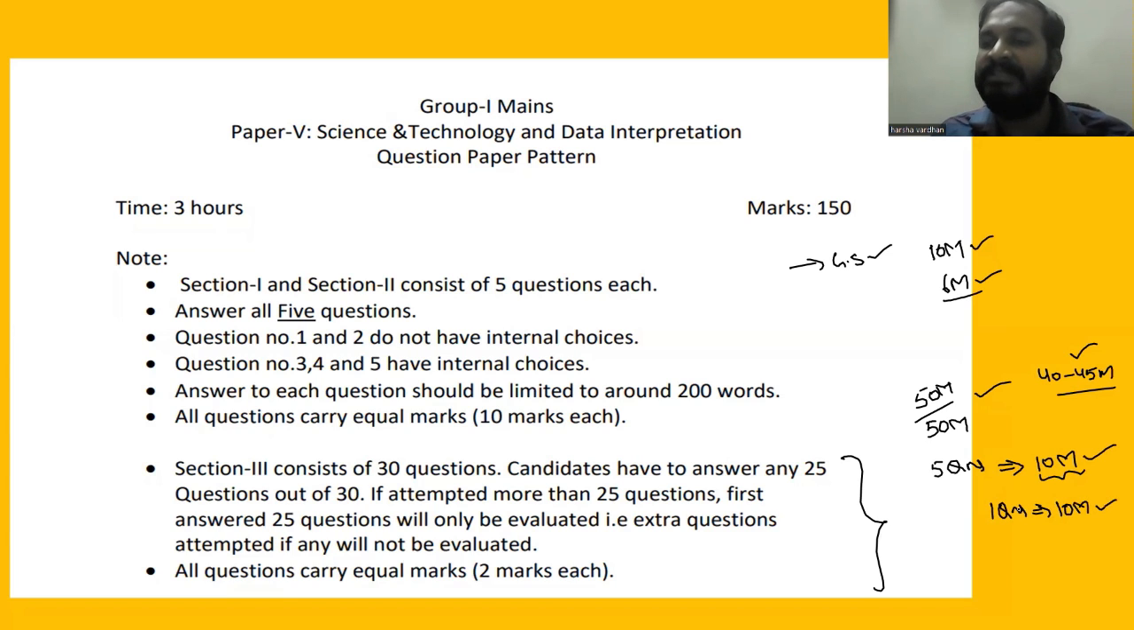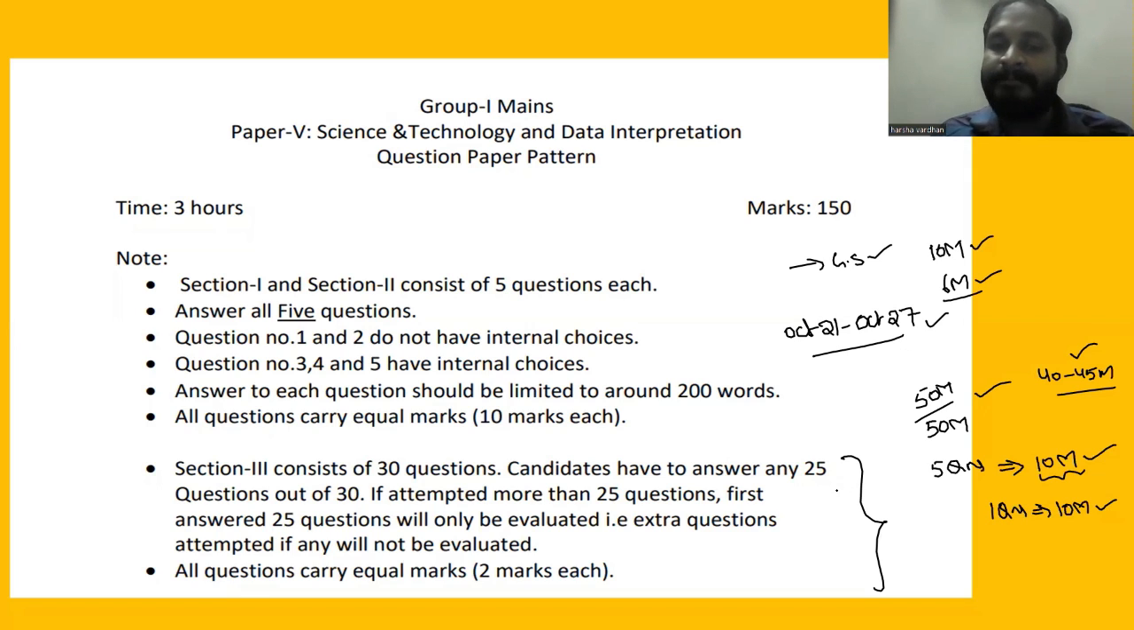That is the pattern which earlier they used to follow. But this time, for the mains examinations, the date was already given. I think it is from October 21st to October 27th. Right? The dates were also announced. So keeping that in mind, everyone please start practicing from now onwards.